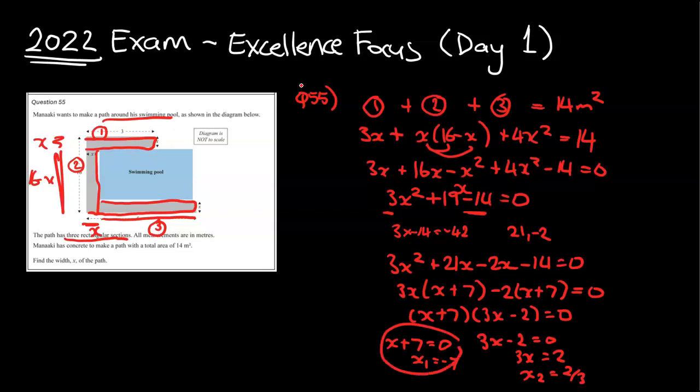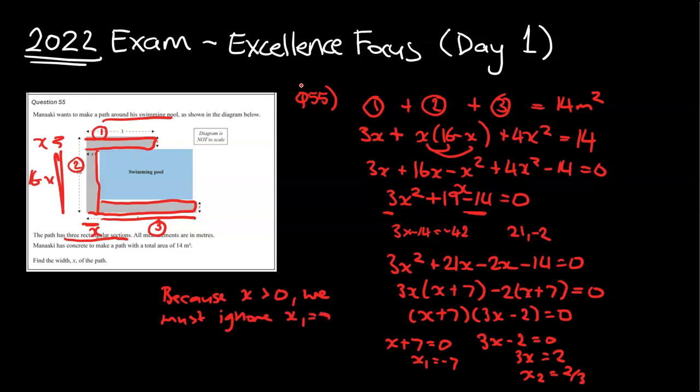The issue being this negative 7 here. Because what path is ever negative 7 meters wide? That's not how measurements work. It's always got to have a positive number. So because x must be greater than 0, and that's because measurements are always positive, we must ignore x1 equals negative 7. Therefore, x is equal to 2 over 3 meters.